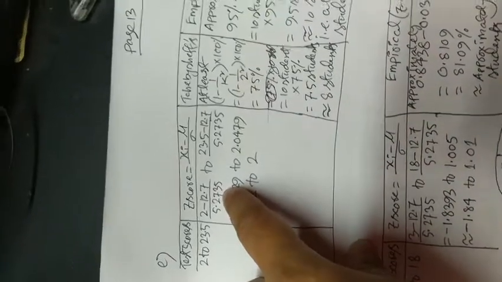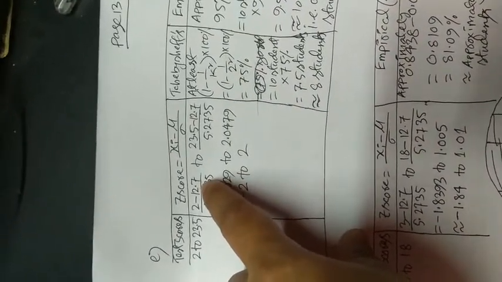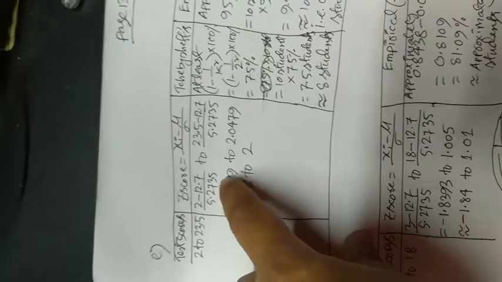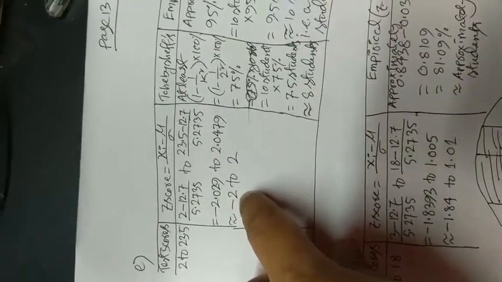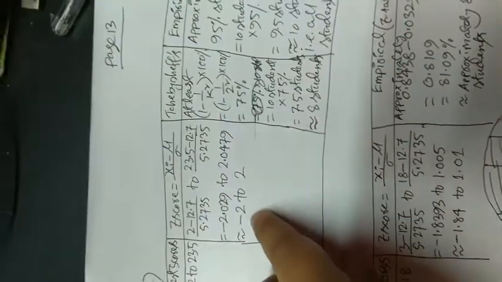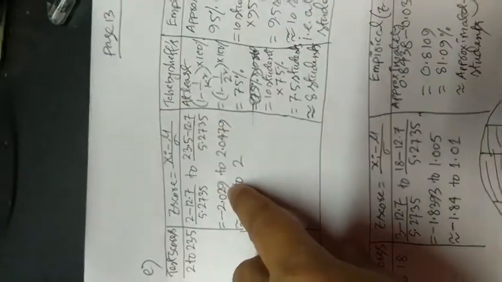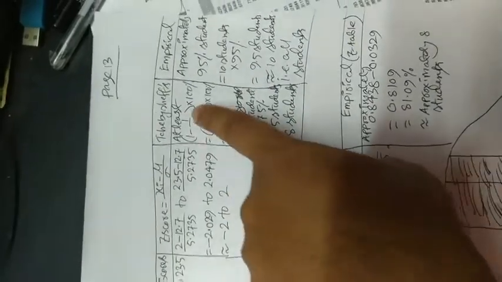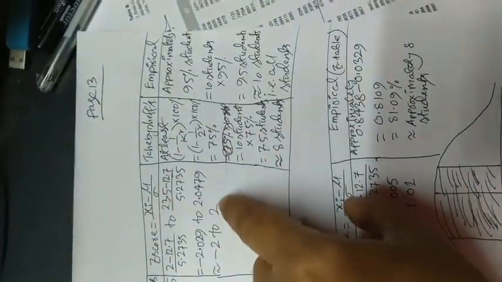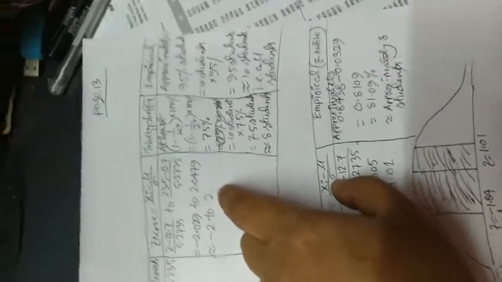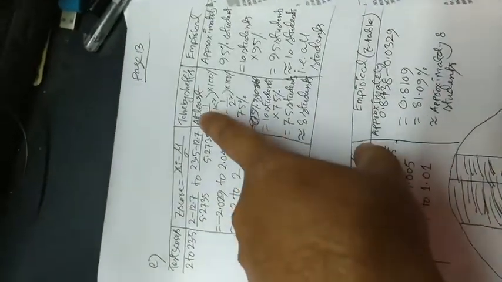So we have calculated the Z-score. Here x bar, the average, is 12.7, which we have calculated before, and the standard deviation is 5.2735. If we calculate the Z-score, the value is between minus 2.029 and 2.0479. Since both are almost 2, we round it to minus 2 to plus 2. That's why we can use Chebyshev's theorem: if you remove the plus minus sign, the absolute value of z is 2.